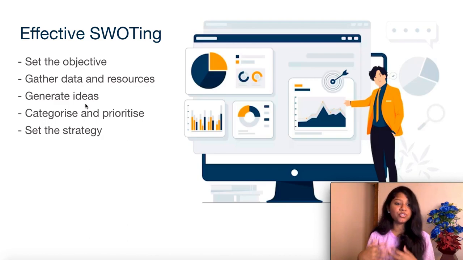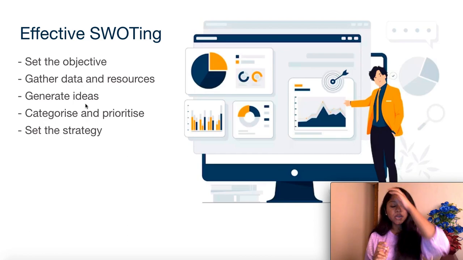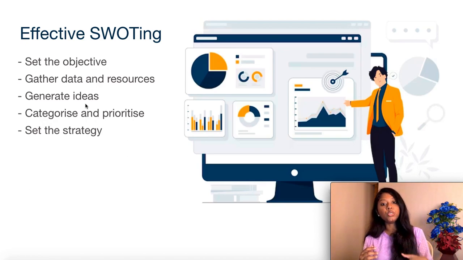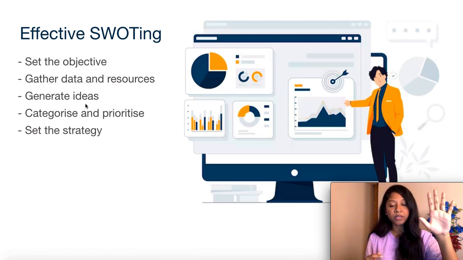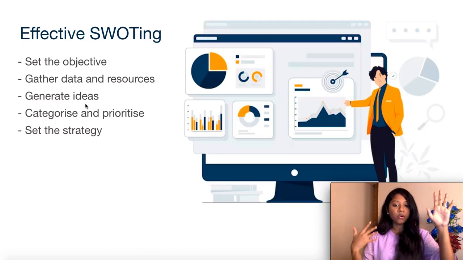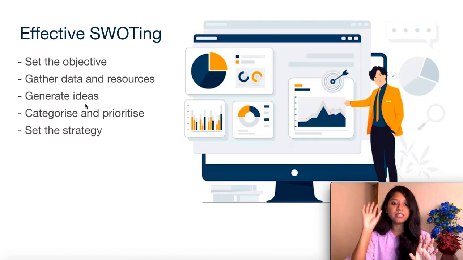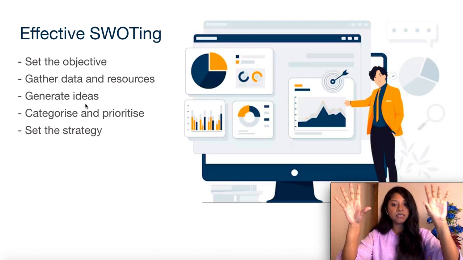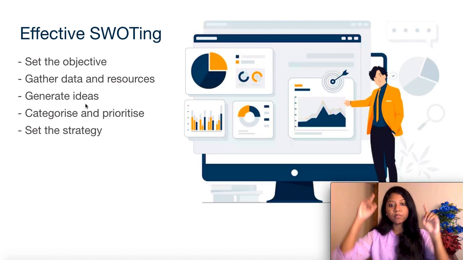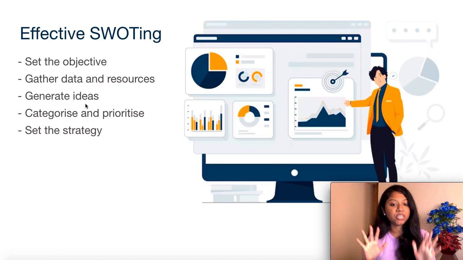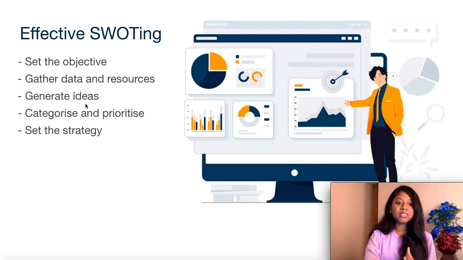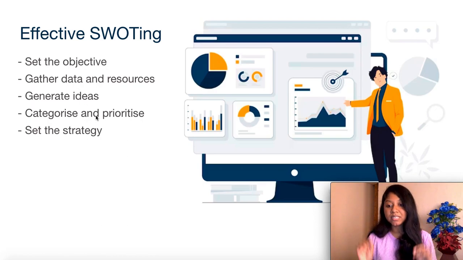The third one is to generate ideas. Now that you have the data with you and you have the objective, you need to start generating ideas. And what are these ideas? Ideas are about what people think about the strengths of an organization or a product or whatever you're doing the analysis on. What are the strengths, the weaknesses, the opportunities, and the threats? When you generate ideas, people think from the perspective of the objective, and they start generating these ideas.